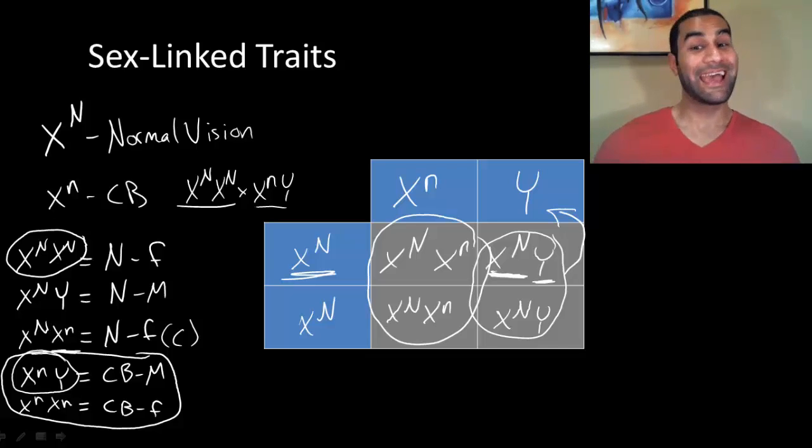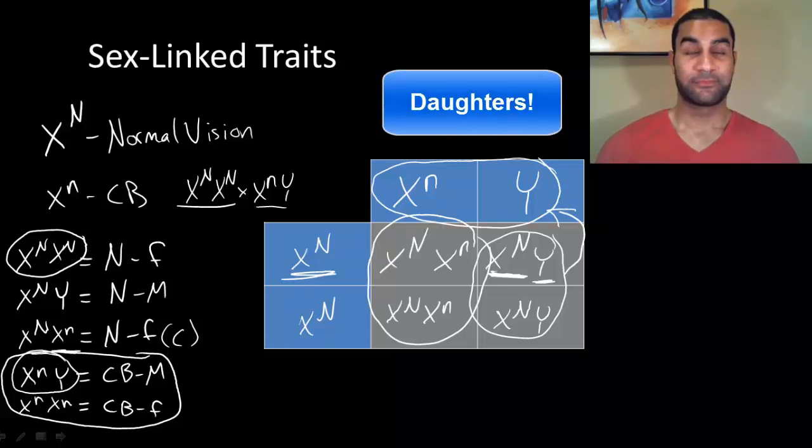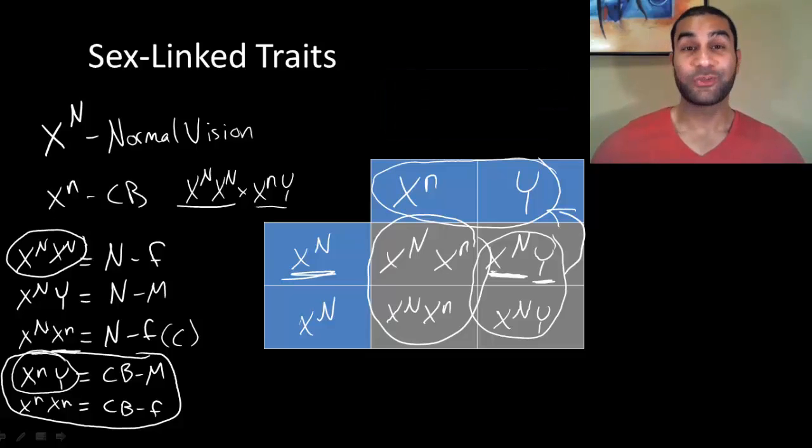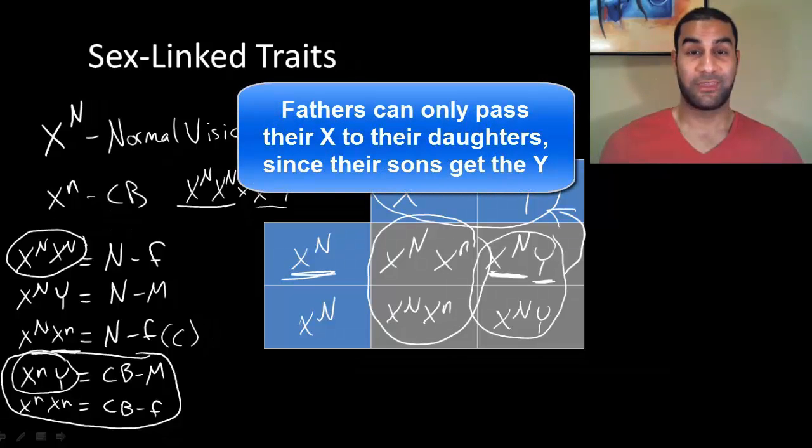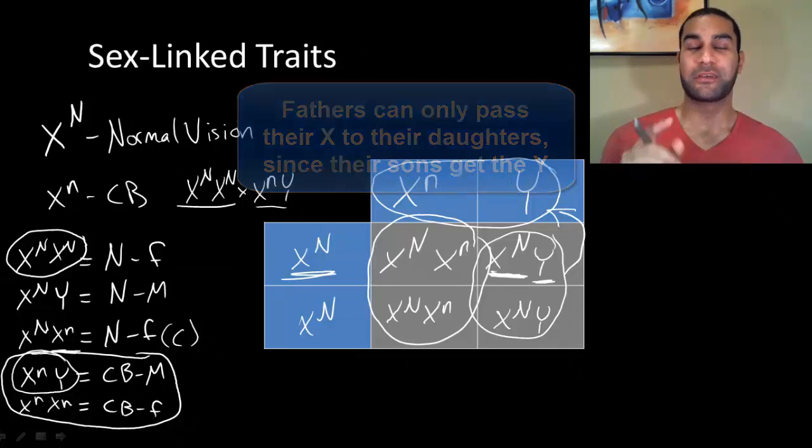Now think about the dad. Which gender of child do you think the dad will pass his X to? Yeah, so here's another very important rule you need to remember. Fathers can only pass their X to their daughters. Okay? Fathers can only pass on an X trait to daughters. Because what are they passing on to their sons? The X or the Y? The Y, exactly. So another very important rule.